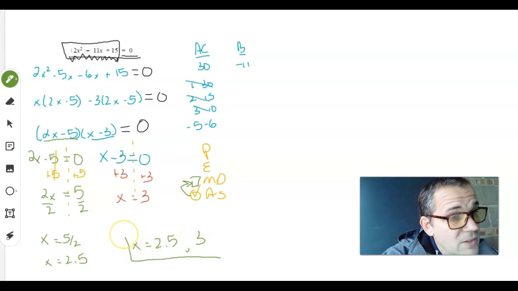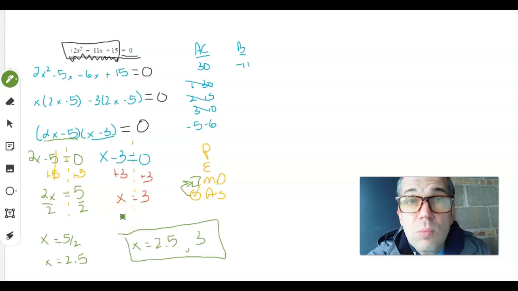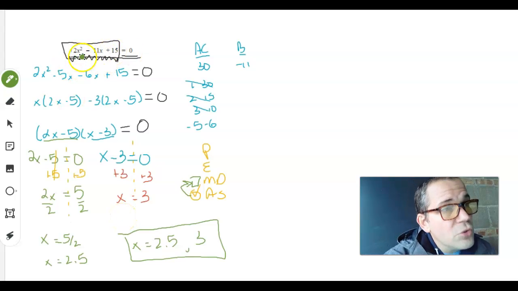So it has two different answers. There's two, that's new. Usually there's just one answer. But there are two different things I can plug into this equation that will make it equal 0.